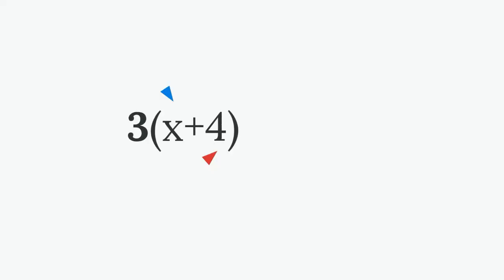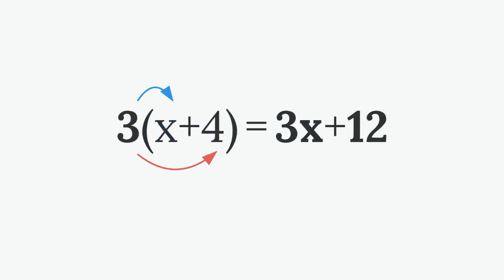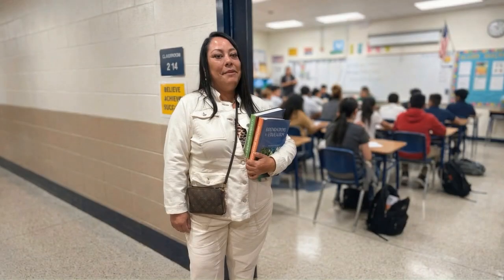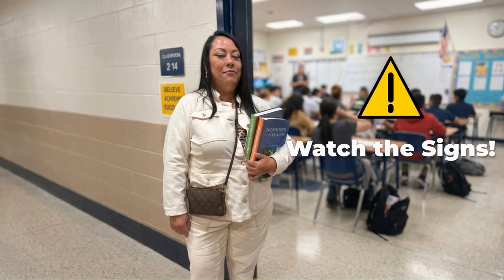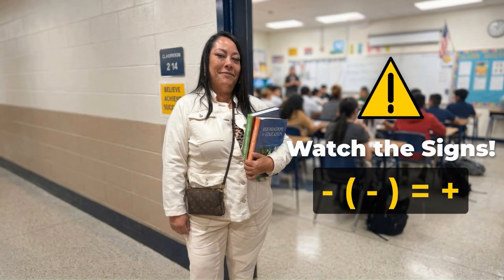Next, multiply that term by every single term inside. For example, 3 times the quantity x plus 4 becomes 3x plus 12. Be extra careful with signs. Remember, distributing a negative into a subtraction actually results in a positive.